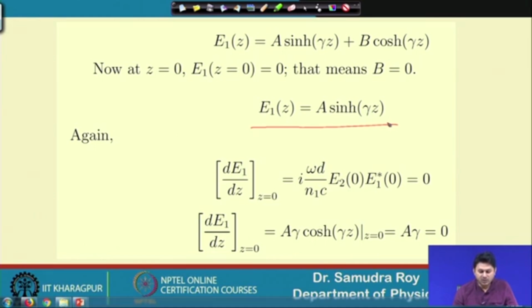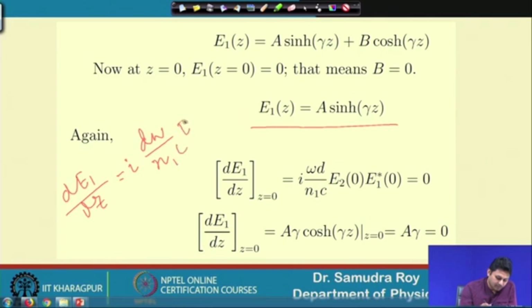Next thing is to find A, and in order to do that, we make a derivative of this term. If I make a derivative, we know that d E 1 d z is i omega d n 1 c E 1 star E 2, that was our equation. So, this quantity at z equal to 0 will be i omega d n 1 c E 2 at z equal to 0 and E 1 star at z equal to 0.